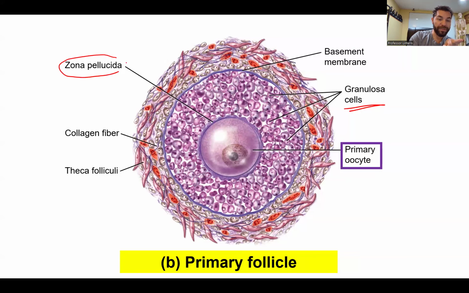The zona pellucida, especially in the next section when we talk about fertilization in detail, becomes very, very important. It's kind of this layer that sits around the primary oocyte and plays a very important role as far as adherence of sperm, acrosome reaction, and a bunch of other things. So that's kind of significant.